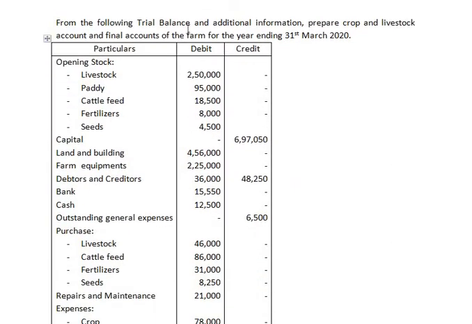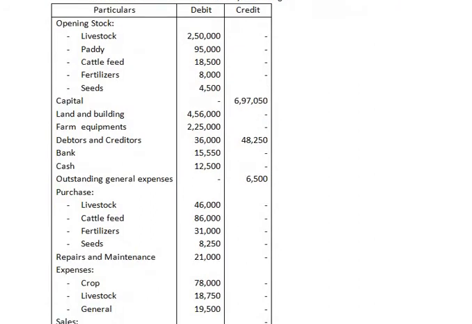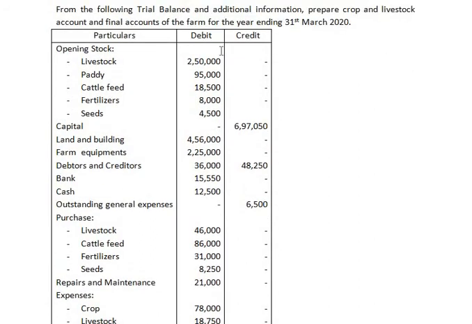From the following trial balance and additional information, prepare crop and livestock account and final accounts of the farm for the year ending 31st March 2020. So we have to prepare crop account and livestock account in the trading account. Opening stock has to be debited to the trading account. Livestock amount has to be entered in the livestock column. Paddy in the crop column. Cattle feed in the livestock column. Fertilizer and seeds in the crop column.